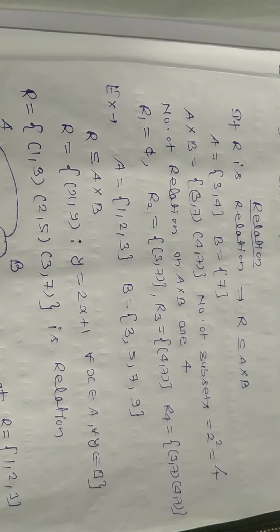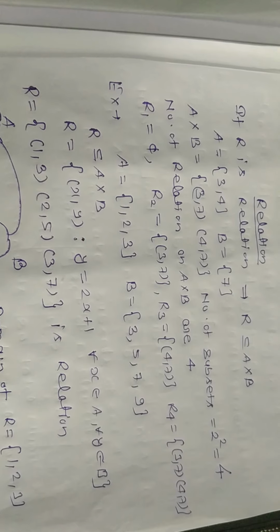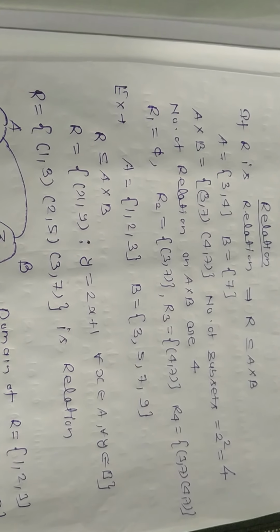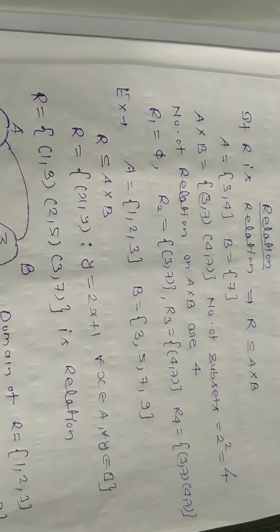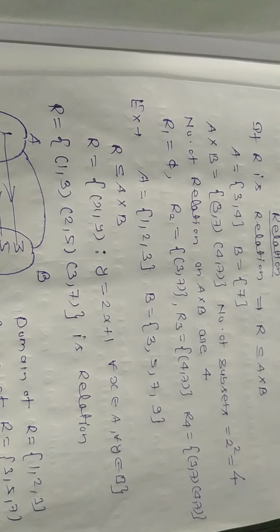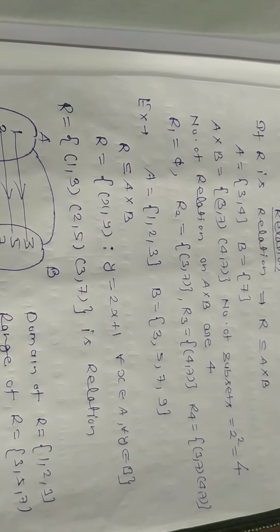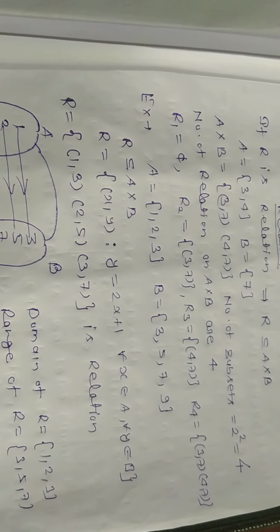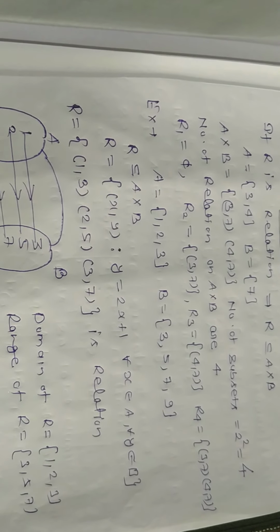So set A is equal to {3, 4} and set B is {7}. We will perform A cross B: (3,7) and (4,7). The number of subsets is 2 to the power 2, because the number of elements in A cross B is 2. (3,7) is one element and (4,7) is one element. So 2 to the power 2 is 4. So the number of relations on A cross B is 4. First is phi, second one is {(3,7)}, third one is {(4,7)} and fourth one is {(3,7), (4,7)}. That's why we can say phi is a subset of every set and every set is a subset of itself.